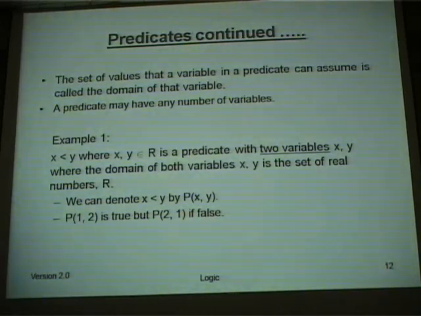Now look at my predicate there. When I write the predicate, immediately after that I write where x and y come from. So x and y belong to R. This is a predicate built on the real number set. This predicate can behave differently if you define it over N. If you change this R to N, it might behave differently. The domain of both variables.